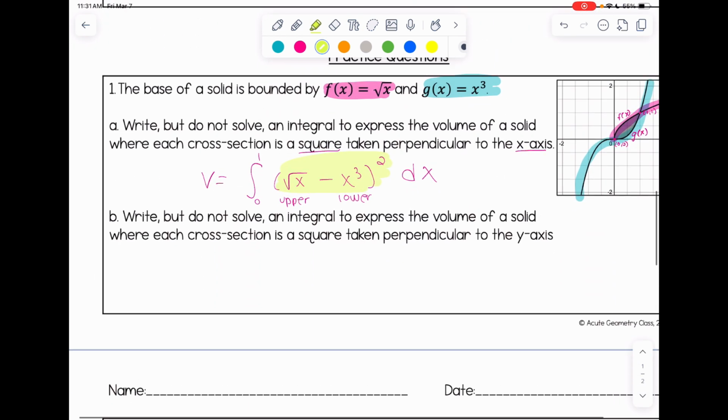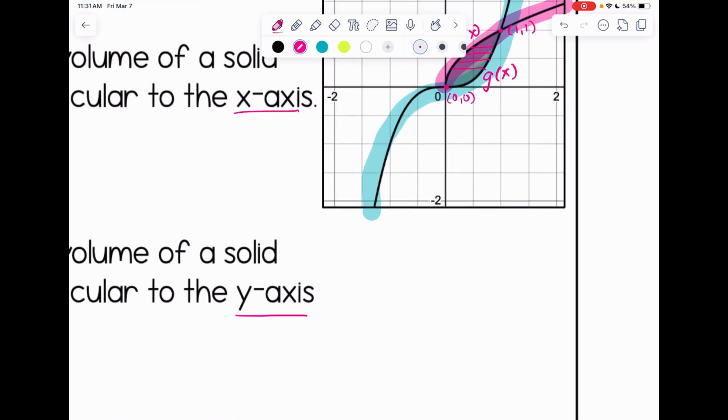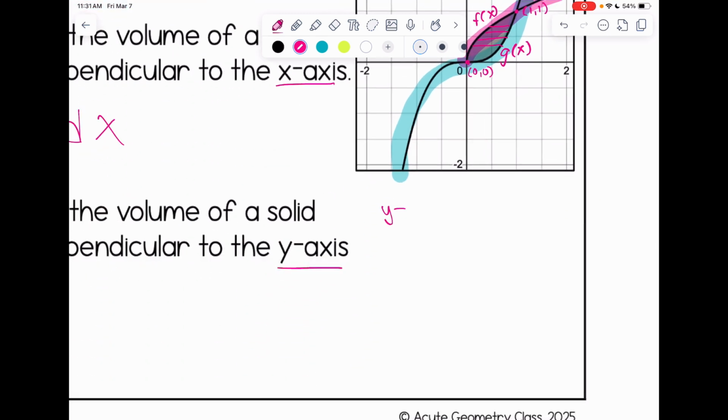Now, part B for this problem is asking us to do the same thing, but now perpendicular to the y-axis. Looking at the graph, if I'm going perpendicular to the y-axis, all of my squares are now going like that. And if you watched the previous videos on how to find the area between two curves, we also need to get all of these equations in terms of y, which means x has to be by itself. So we were given y equals radical x.